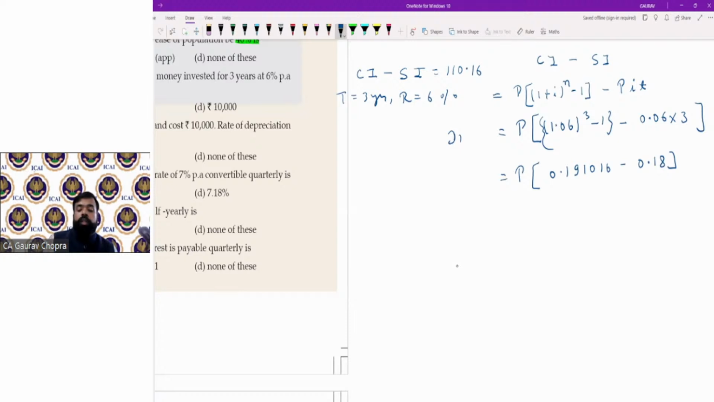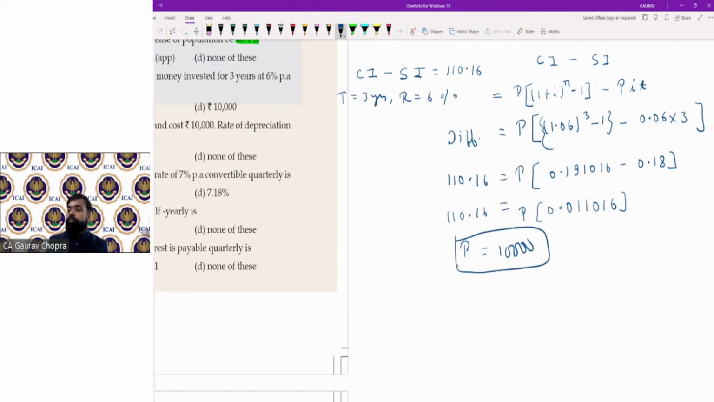And this is equal to what? The difference given in the question. What is the difference? 110.16. So let's calculate. So it is 0.011016. Now divide this. On dividing, you will get the answer. How much we are getting? 10,000. This is your principal. So this is your final answer.